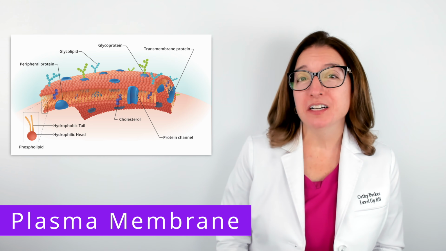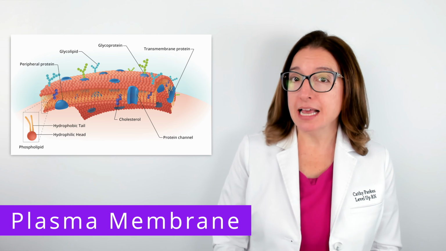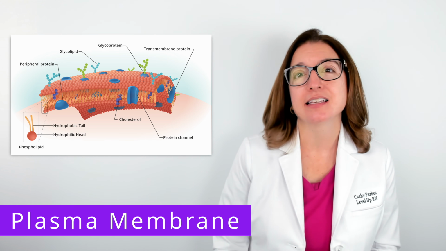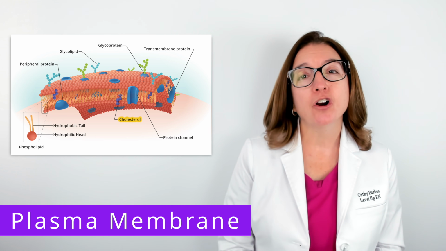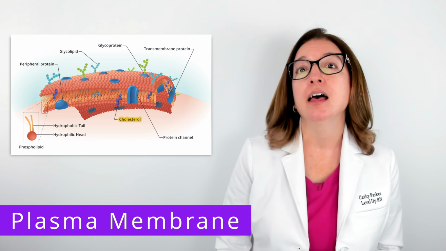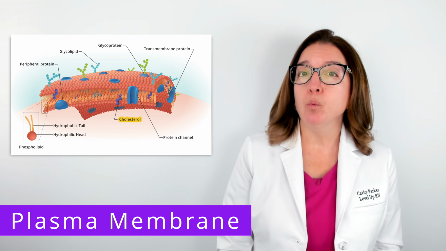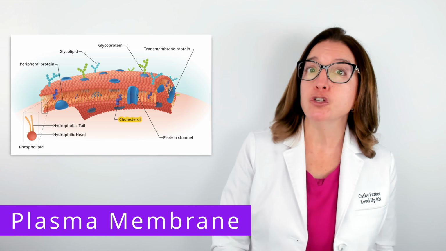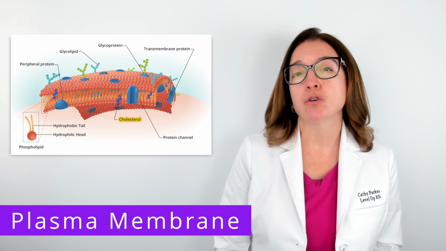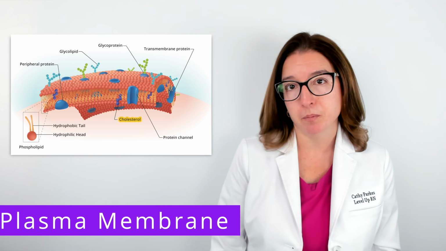One important difference between eukaryotic cells and prokaryotic cells is that the plasma membrane in eukaryotic cells contains sterols such as cholesterol. Cholesterol affects the fluidity, rigidity, and permeability of the membrane. So at low temperatures, cholesterol will prevent the membrane from being too rigid and freezing, and at high temperatures, cholesterol helps keep the membrane from becoming too fluid and too permeable.